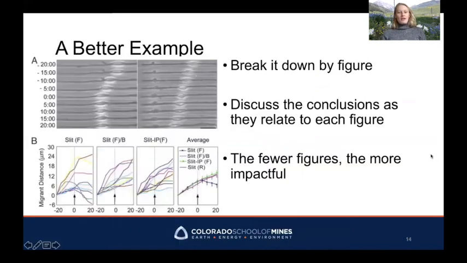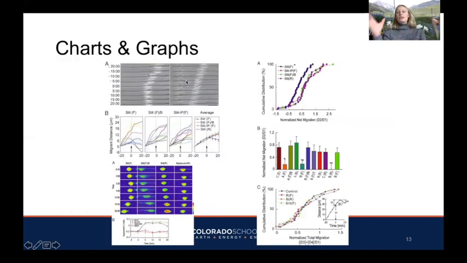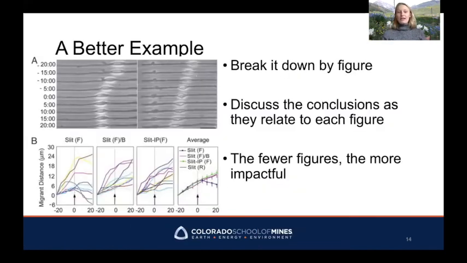So here's a better example where, okay, A and B were pretty crucial to show together, so we'll have these on the left side, and then you can break it down by figure. Be sure to discuss the conclusions as they relate to each figure, and the fewer figures, the more impactful per slide. So again, this makes me focus on just A and B, and I can listen to what you have to say about it. And I'm not busy looking at, if we go back, the bajillion figures, trying to figure them all out on my own. This helps me as an audience kind of just take it in and then listen to you and pay attention to what you have to say.